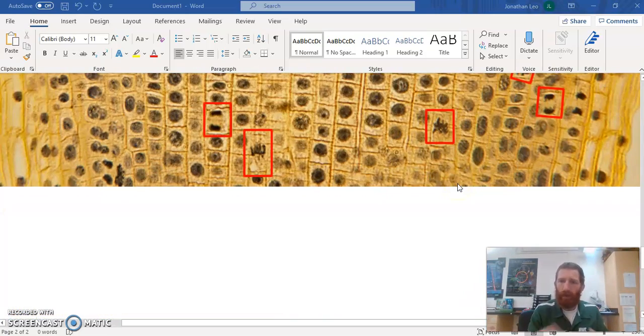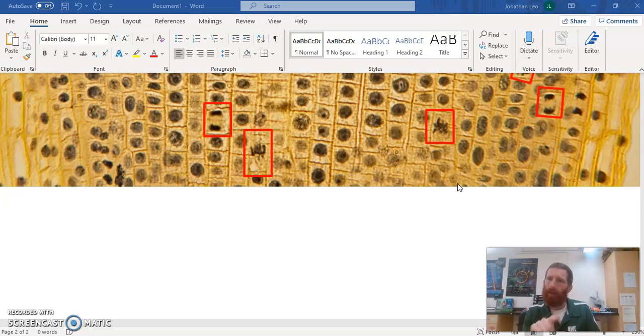Now that I've taught you what you're looking for, I'd like you to go and take the Microsoft Forms quiz. On there, I highlight a cell, like this, and ask you what phase it's in. I'd like you to take a guess. Your choices are interphase, prophase, metaphase, anaphase, telophase, and cytokinesis. So six choices. I also ask you why you think it's in that phase, so talk about what the chromosomes are doing.